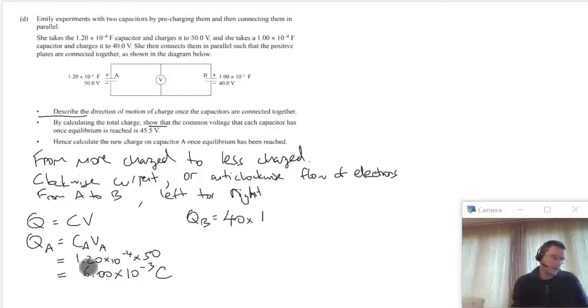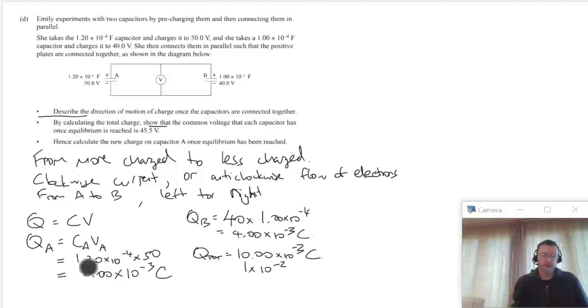40 times 1.00 times 10 to the minus 4, 4.00 times 10 to the minus 3 coulombs. The total charge, add them together, we get 10.00 times 10 to the minus 3 coulombs, which is also the same thing as 1 times 10 to the minus 2. Okay, so that's a possibility. Total charge. Now, what have we been asked?